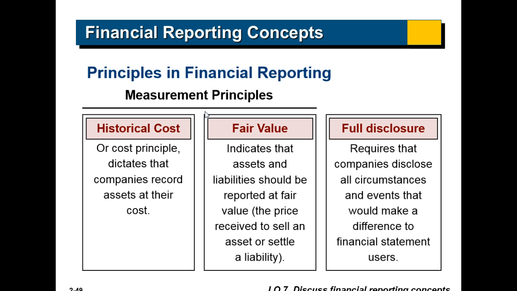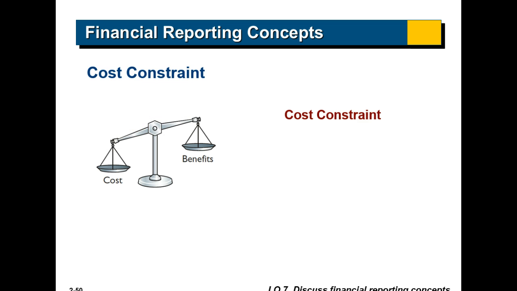I don't want to get too caught up, but know that there are different principles: fair value, cost, and then full disclosure, which means that companies are required to not just give you these numbers, they're required to explain and disclose in their financial statements any conditions or unique events. So just know those 3 items here.